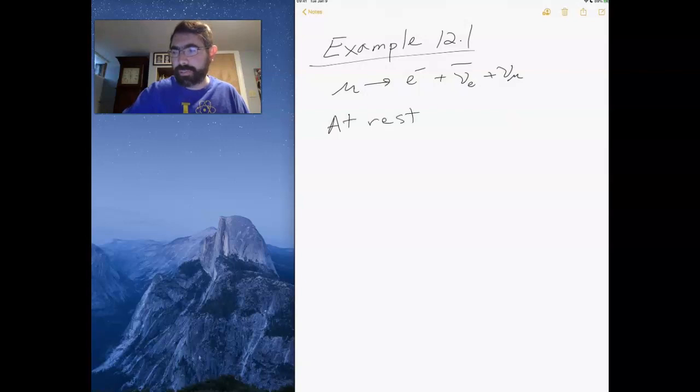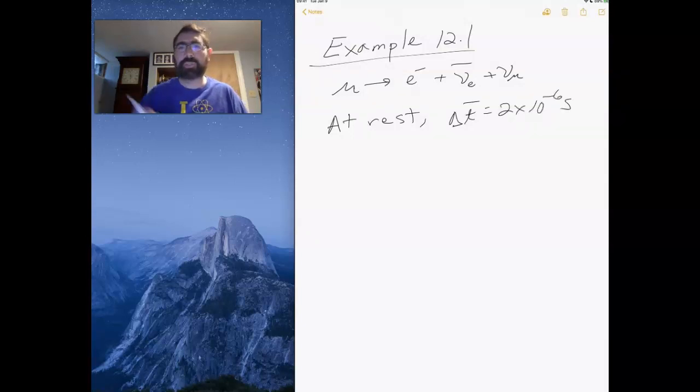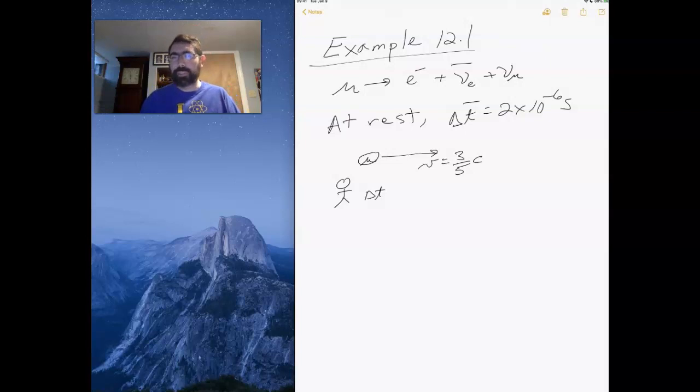This decay will on average take about 2 times 10 to the minus 6 seconds, so 2 microseconds. That's when it's at rest, which is why I'm calling it delta t bar. If I now want to measure the time that I would measure outside of this muon moving by at a speed of, say, 3/5 the speed of light, then my measurement of the decay time is going to be gamma times delta t bar.